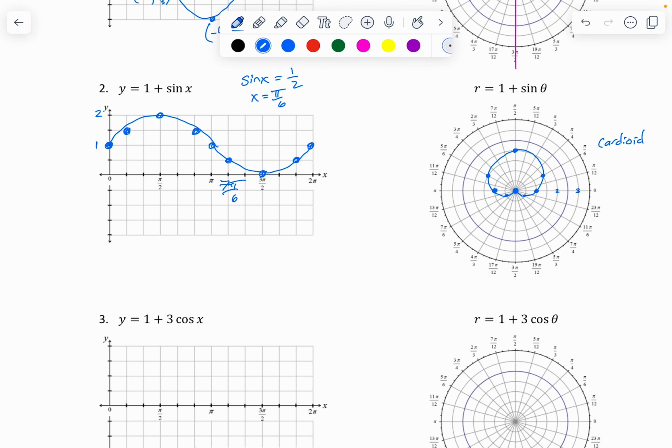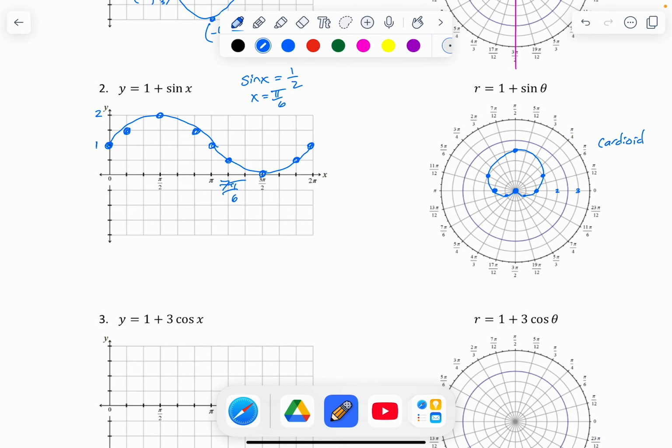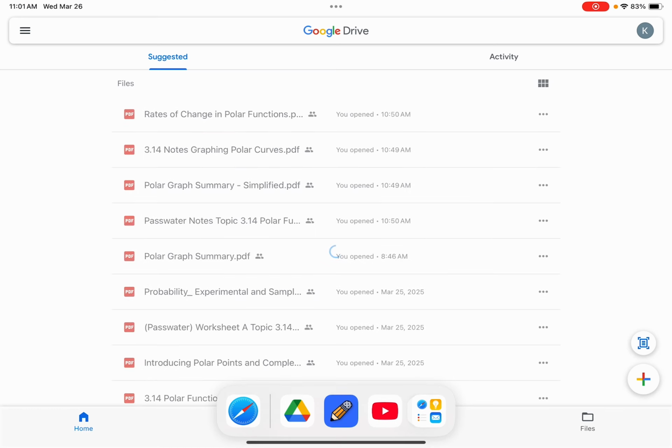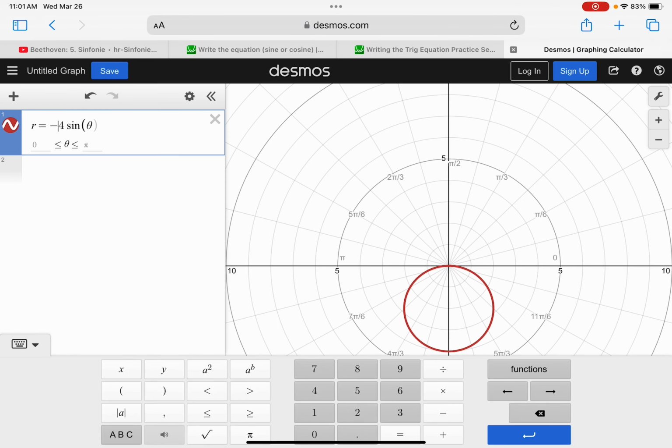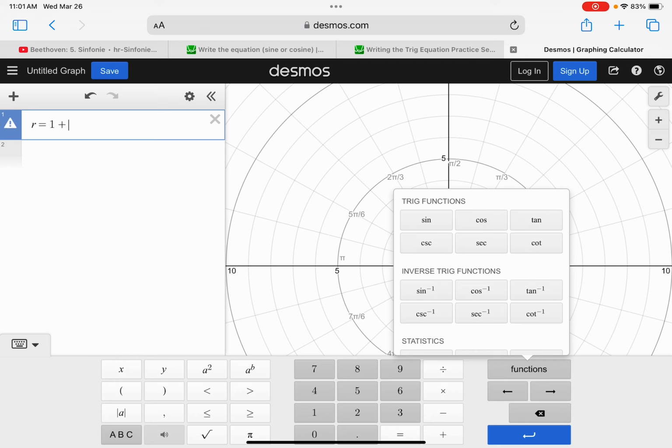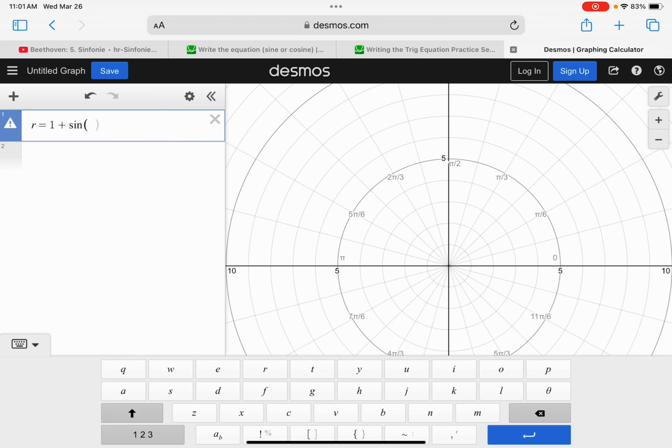So coming back to Desmos, that's not what I wanted. I'm sorry. This is what I wanted. I was just looking at 1 plus sine of theta.